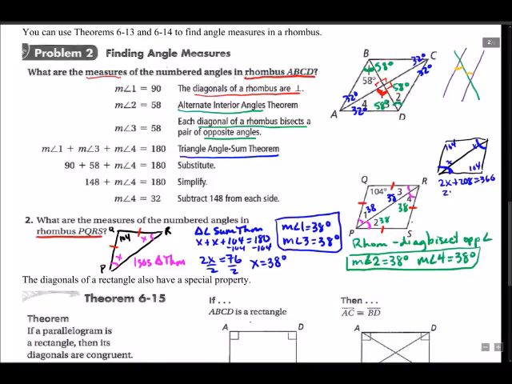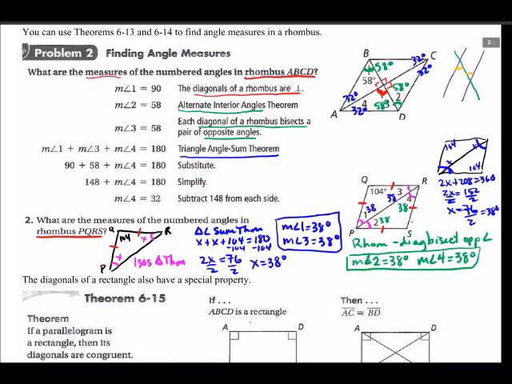Guess what we're going to get? 2x is what, 152? And guess what 152 divided by 2 is? x would be 76. And then we need to bisect it. So 76 divided by 2 is 38 degrees. And look, we've got the same 76 over here, right? Because we're only dealing with half of it.